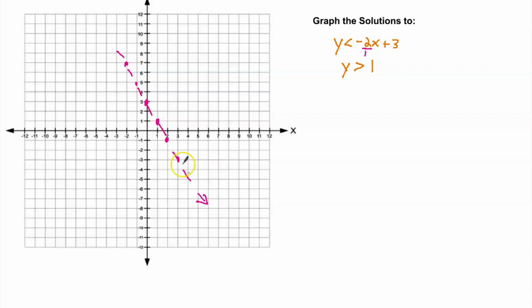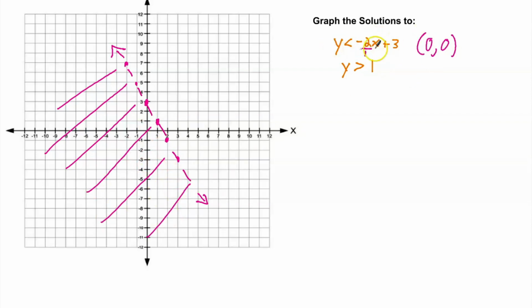And again, this is a rough drawing, right? It's not a perfect drawing. So we've got our dotted line, and it's less than, which means I'm going to shade below, right? It's all the y values less than, so I'll shade below. You can also, as a reminder, do a test point. If you plug in (0, 0) into this, you will get 0 is less than -2 times 0, which is 0, plus 3. And that's true. 0 is less than 3. So (0, 0) should be in the solution set.